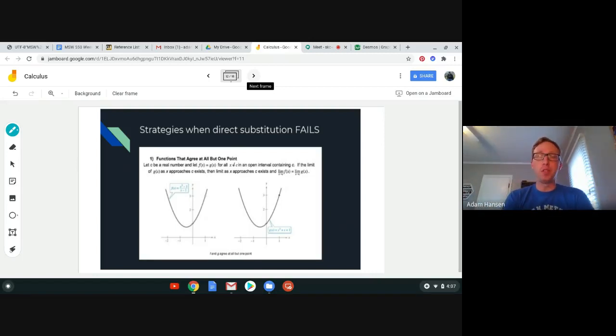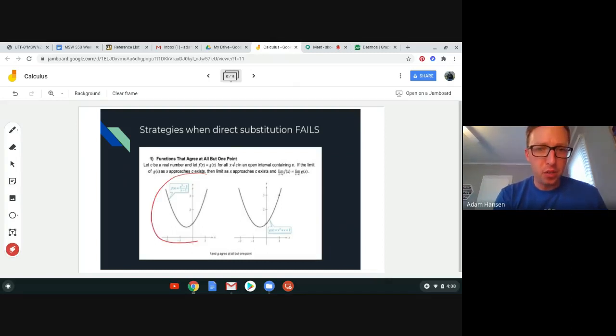What about when direct substitution fails? These last couple slides are some algebraic strategies to look at what happens when direct substitution fails. The theme here is that we need to make a new function that agrees with our given function at all but one point. So look at these two pictures.